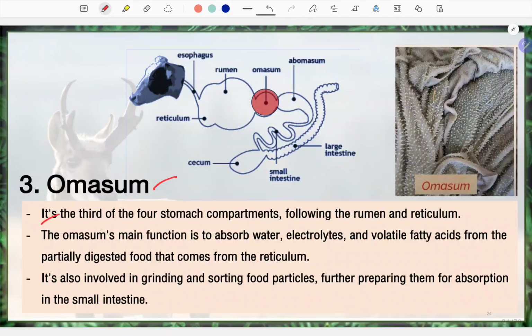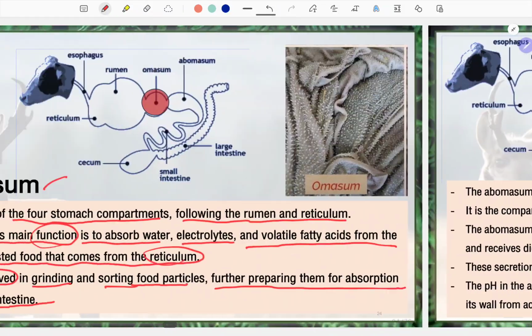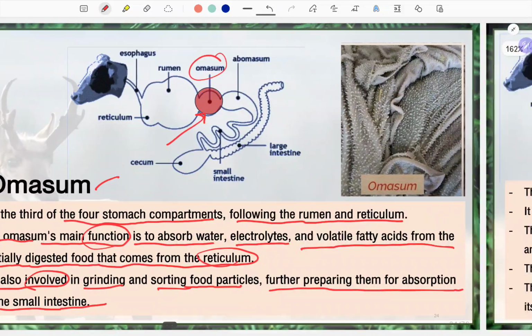Omasum is the third of the 4 stomach compartments, following the rumen and reticulum. The omasum's main function is to absorb water, electrolytes, and VFA from the partially digested food that comes from the reticulum. It also involves grinding and sorting food particles, further preparing them for absorption in the small intestine. Here is the size of the omasum.